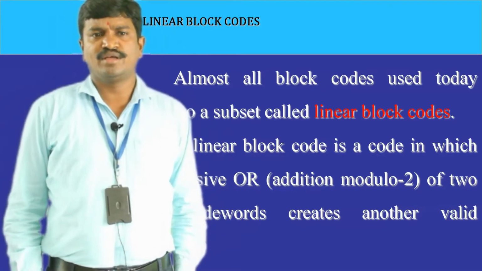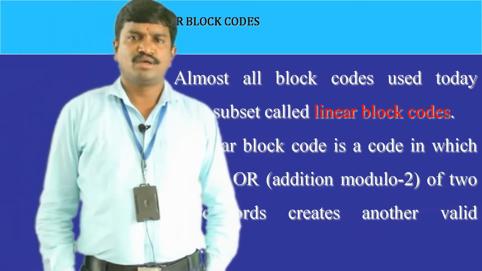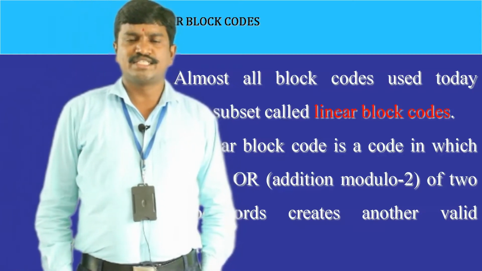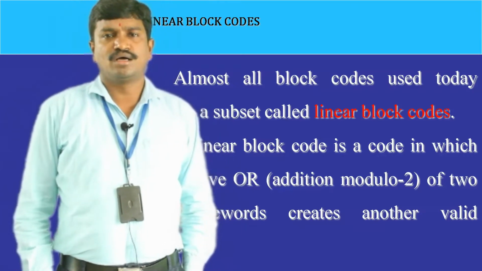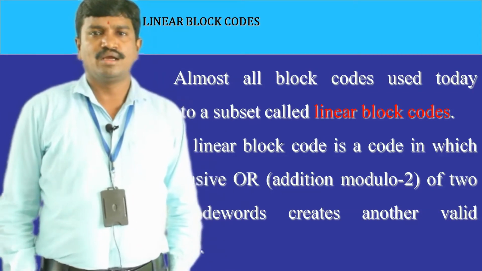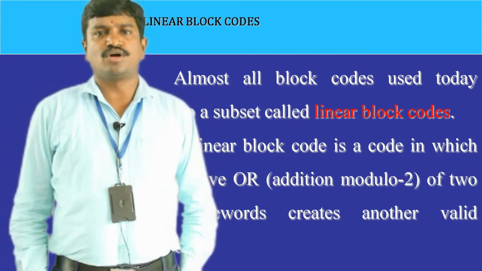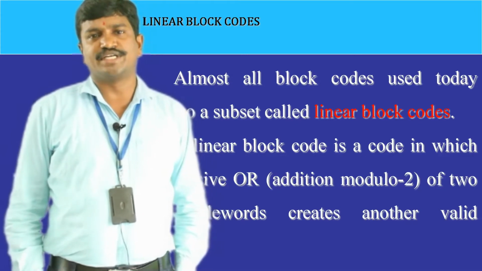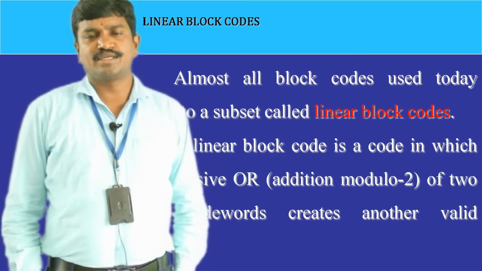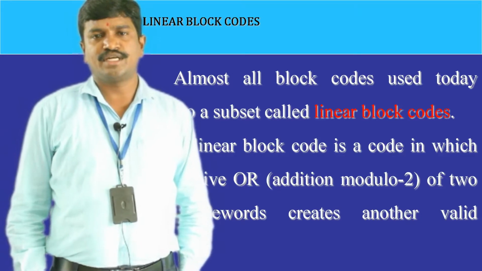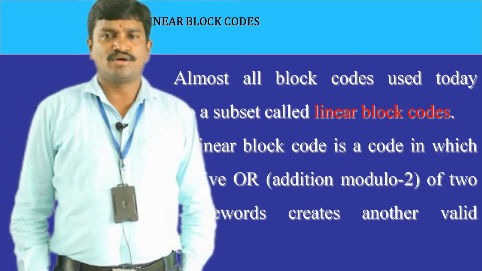Similarly, in the case of error correction, the minimum Hamming distance to be maintained is 2t plus 1, where t is the number of errors to be corrected. So likewise, there exists a relation between the minimum Hamming distance and the number of errors to be detected or corrected.